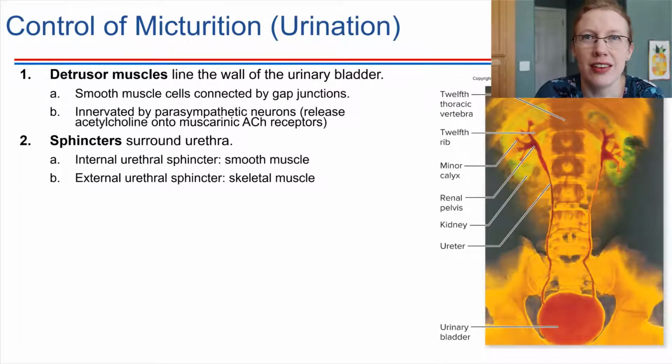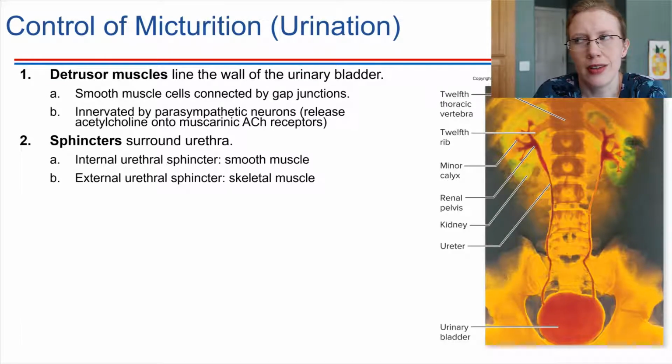The urinary bladder that holds the urine is lined with a muscle. That muscle is called the detrusor. The detrusor muscles, when they contract, facilitate emptying of the bladder. And this is something that we do not have control over. This muscle is made of smooth muscle, so it's involuntary, and it's under control of the autonomic nervous system.